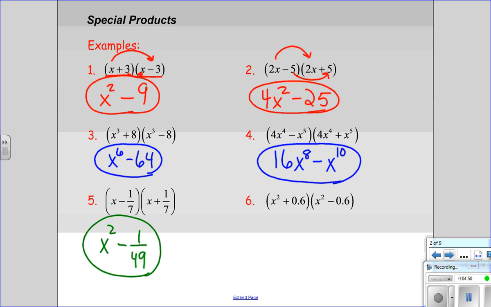And lastly, we'll do the same rule using decimals. x to the 4th minus 0.36. And you'll notice that it doesn't matter if the sum comes before the difference or if the difference comes before the sum, the rule still applies. That's just the commutative property of multiplication.